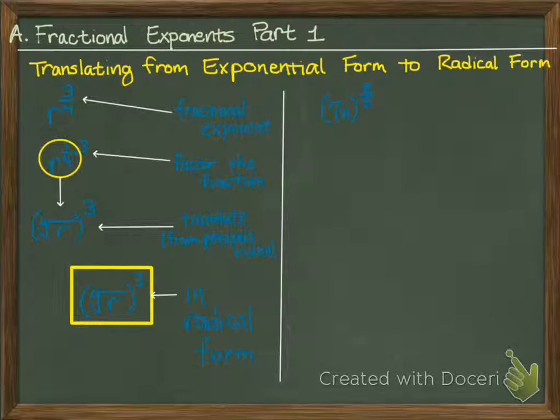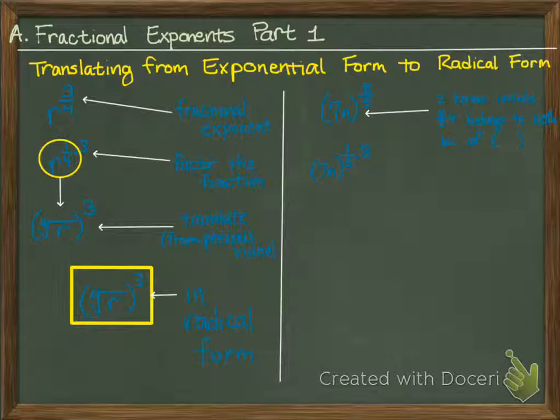Here's one where we have 2 pieces. We have a 7 and a variable, an n, inside the parentheses, and the 8/5 belongs to both of them because of the parentheses. So it's not just the n that has the 8/5 to it. The 7 also has that.